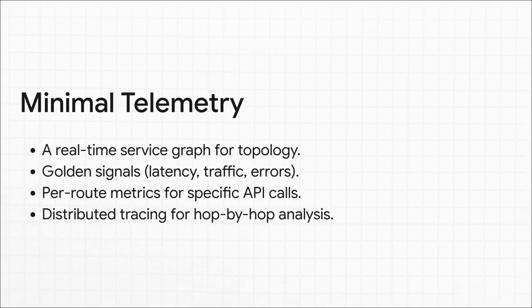This right here. This is what I call the minimal telemetry baseline. You need a real-time service graph to see your topology. You need the golden signals, latency, traffic, errors for every service. You need per route metrics to isolate problems, and you absolutely 100% need distributed tracing.